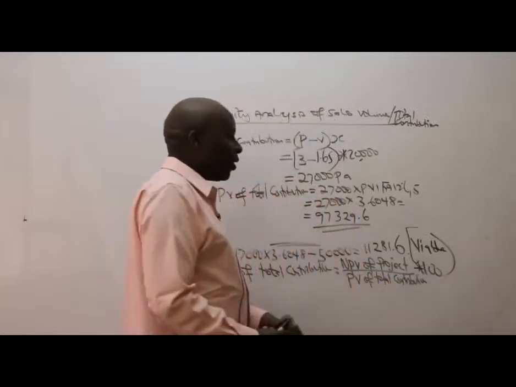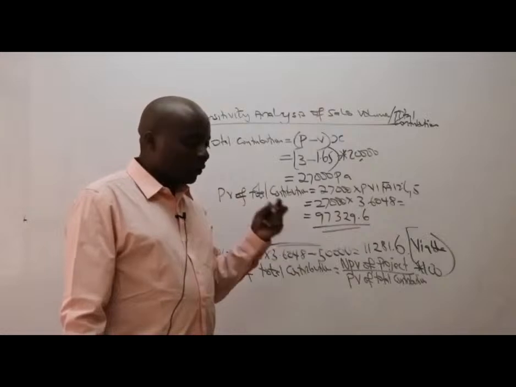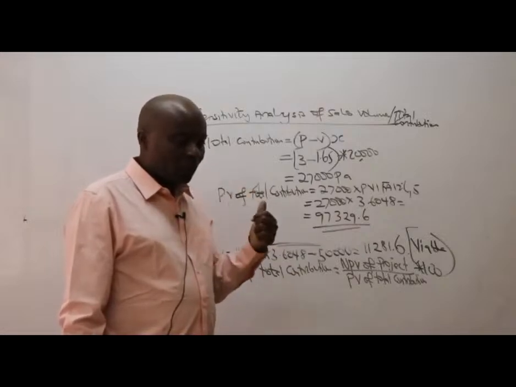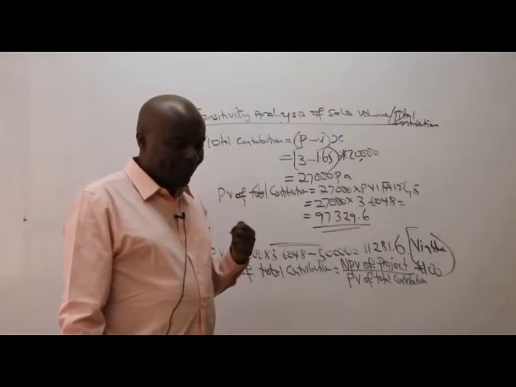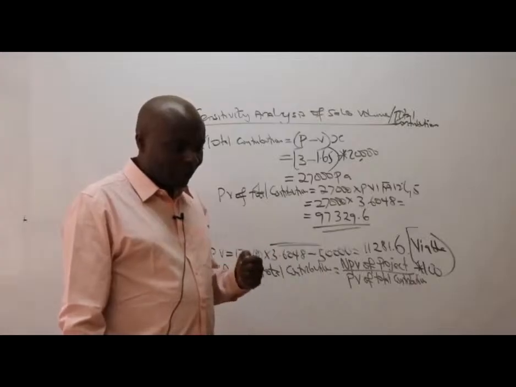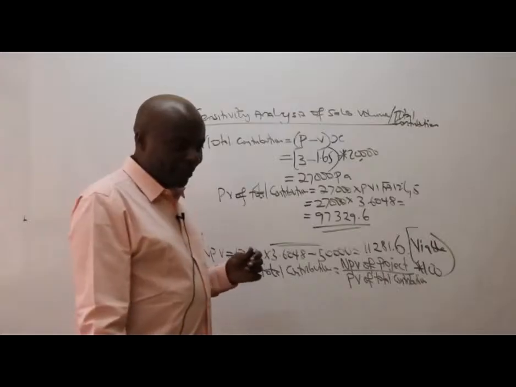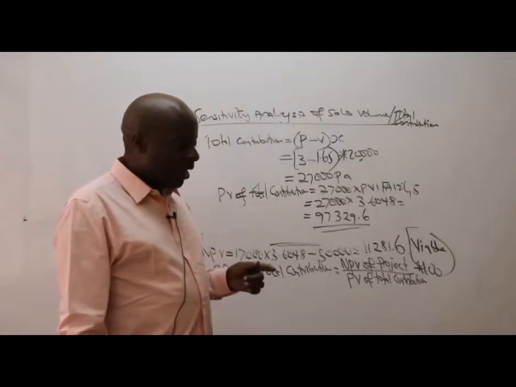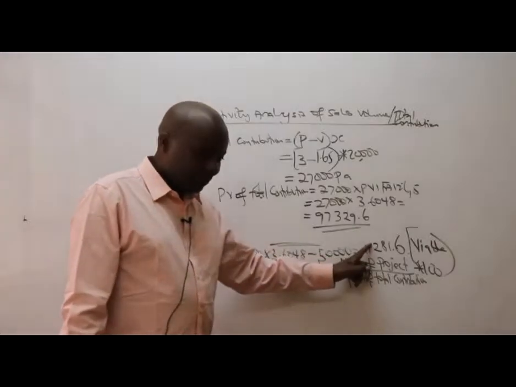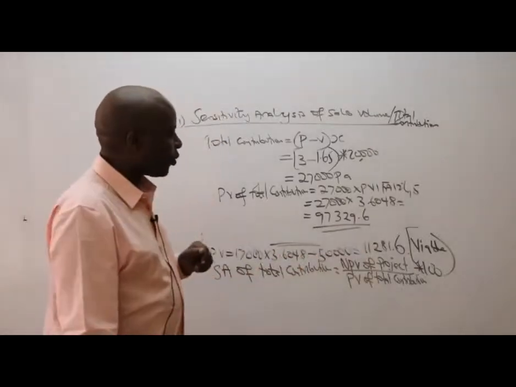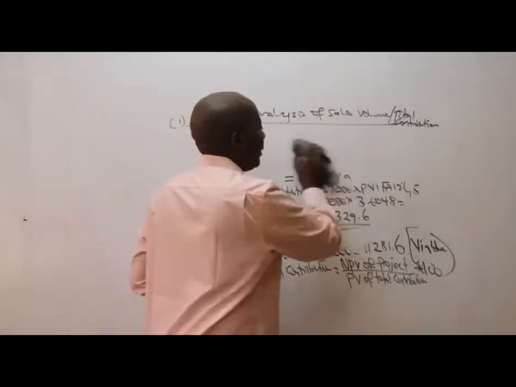So is there somebody who can remind us what the NPV of the total project was? We found this figure some time back. Elizabeth: 11,281.6. It is still here. Thank you so much.